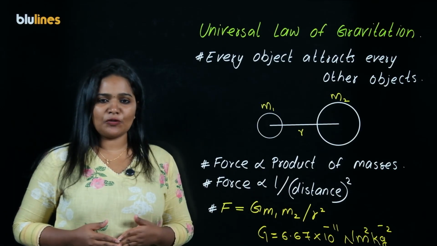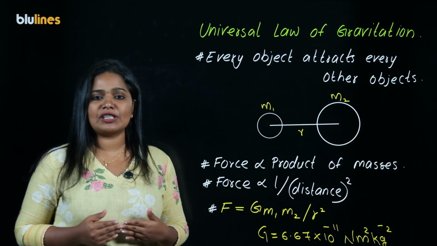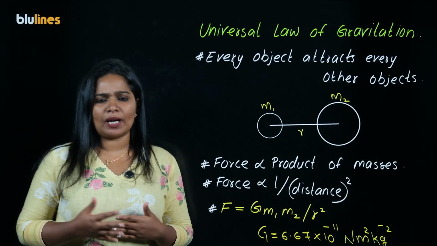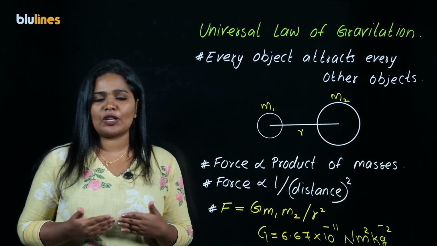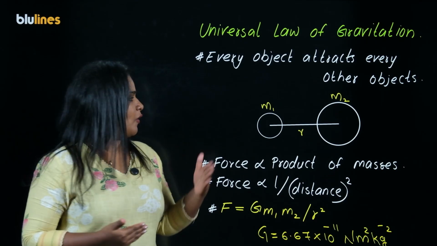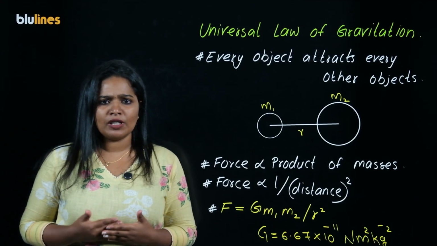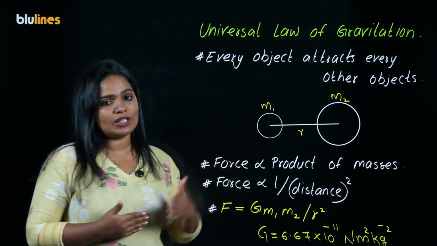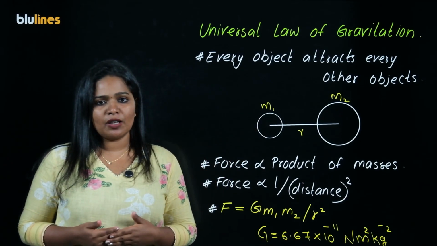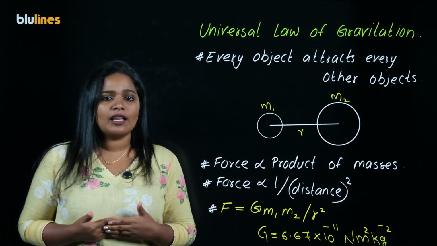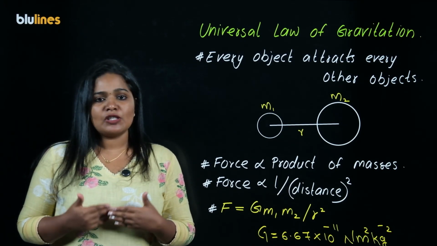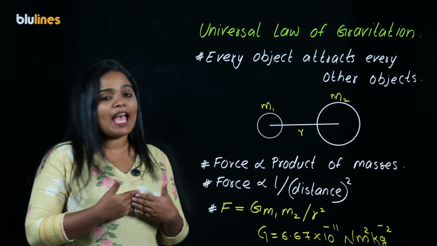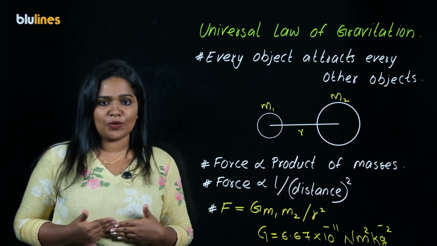And see, what is the effect of mass and distance on gravitational force? From the expression, it is clear that force is proportional to mass and inversely proportional to the square of the distance. So if I double one of these masses, what will happen to the force? The force will also get doubled. If I double the mass of both these objects, force will become 4 times. What happens if I double the distance? The distance is in the denominator, so the force will become 1 by 4th. This is how mass and distance affect the gravitational force.